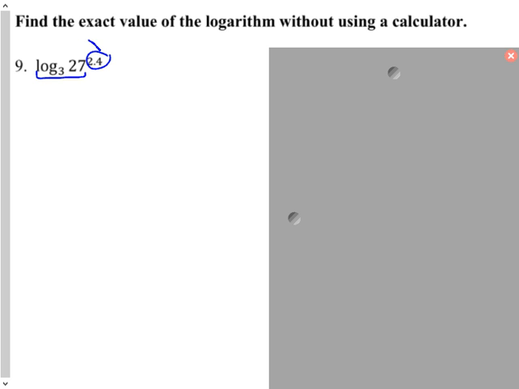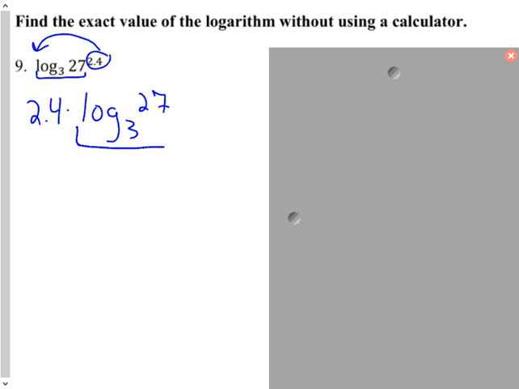The 2.4, we need to bring it down because we can't deal with 27 to the 2.4, because that's not generally a non-calculator calculation. So rewriting this, we've got 2.4 times log base 3 of 27.